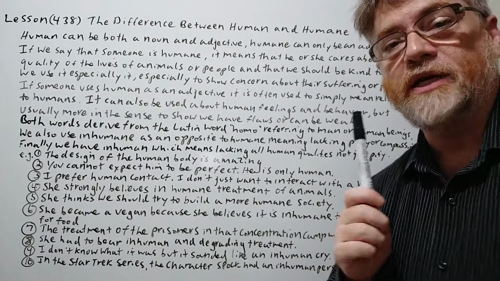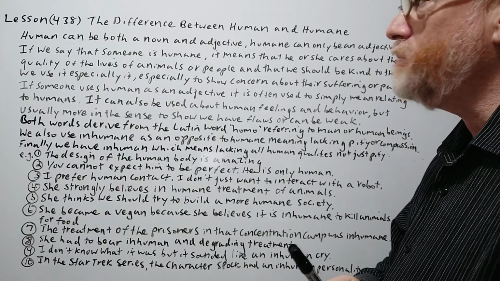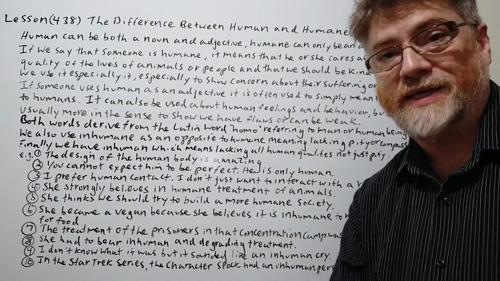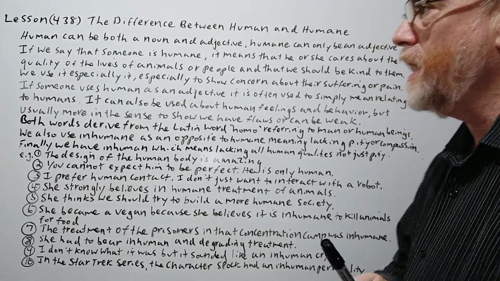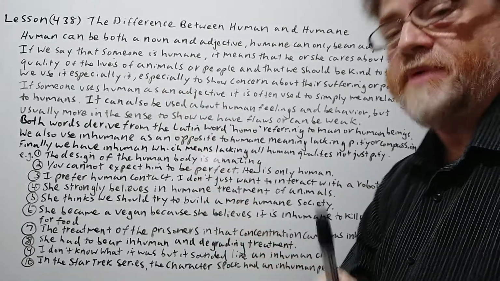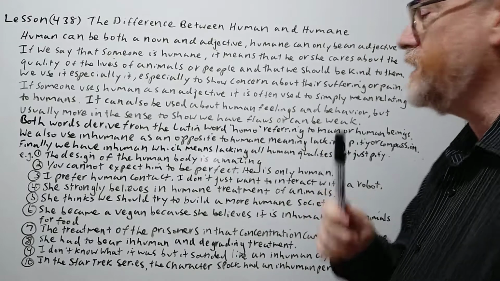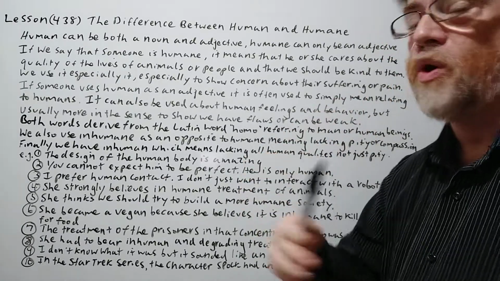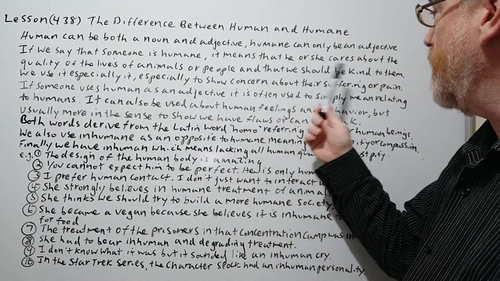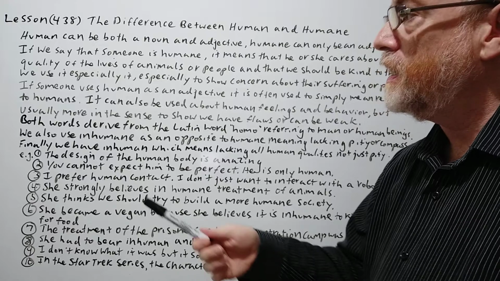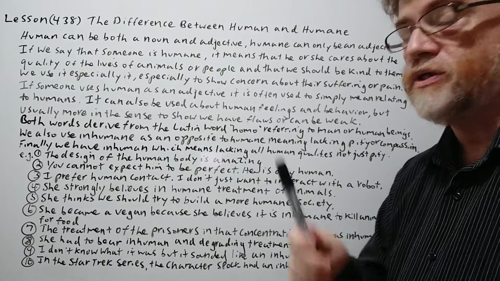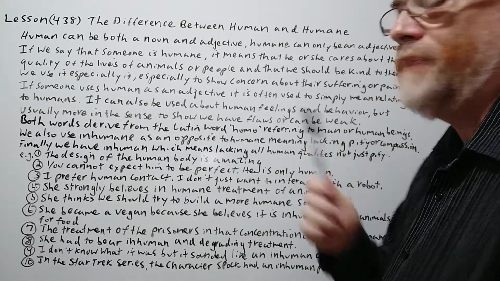All right, so let's take a look at the note here. Human can be both a noun and an adjective. Humane is only used as an adjective. So that's the first thing to know. Let's take a look at humane as an adjective. If we say that somebody is humane, it means he or she cares about the quality of the lives of animals or people, and that we should be kind to them. We use it especially to show concern about their suffering or pain.